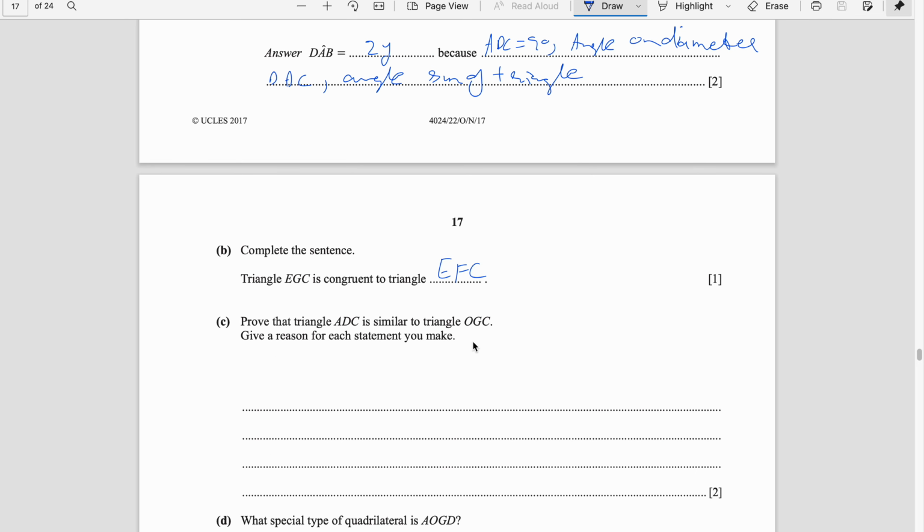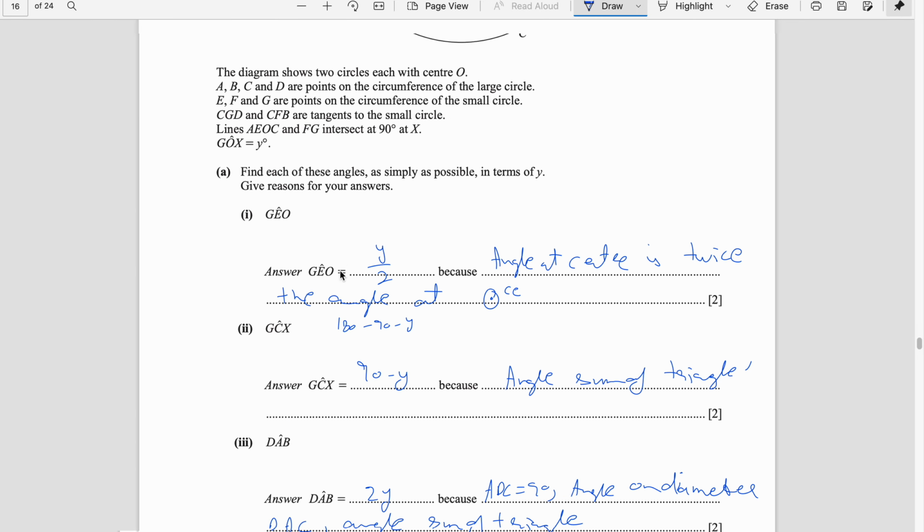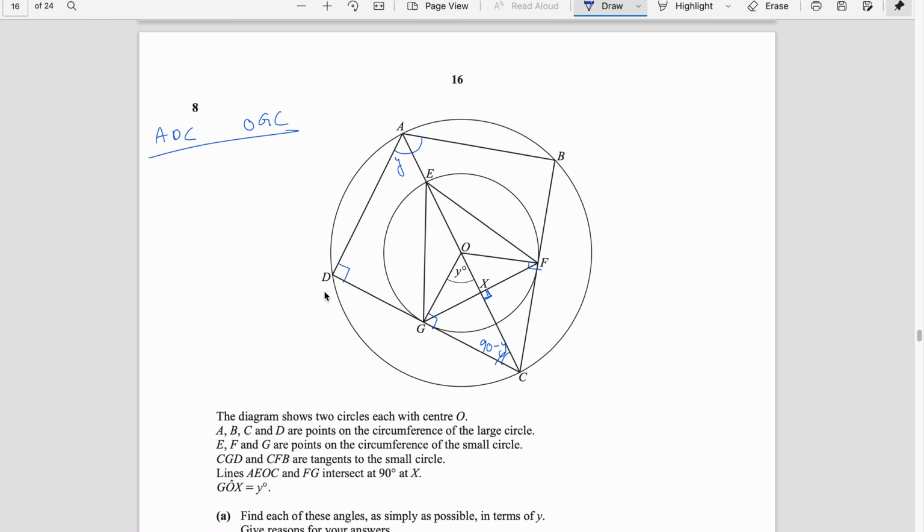Prove that triangle ADC is similar to triangle OGC. Let me solve it here so I don't have to move it up and down again and again. For ADC and OGC, angle ADC is equal to angle OGC, which is 90 degrees, both of these two angles. Then angle DAC is equal to angle GOC, which is equal to y, these two angles.